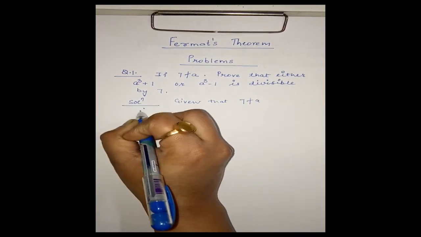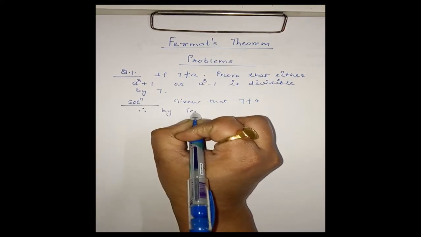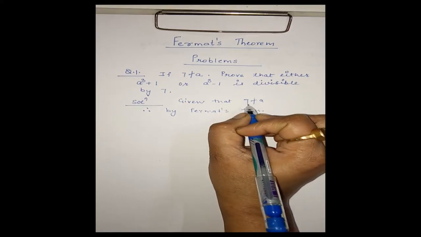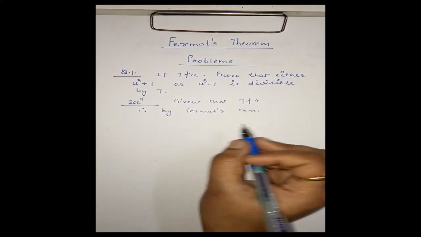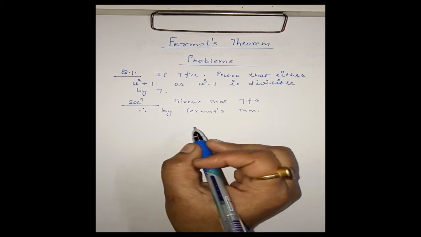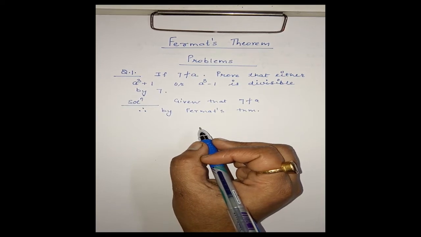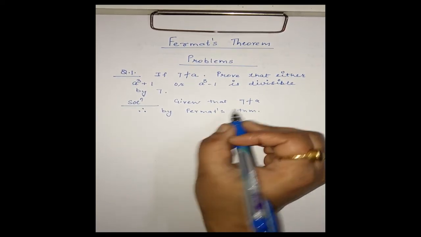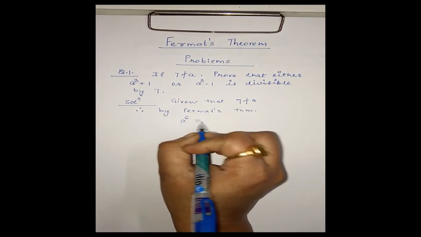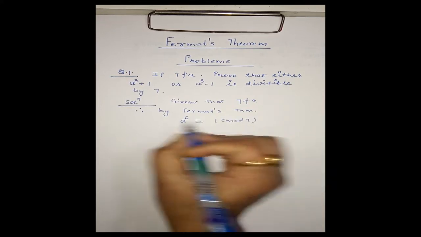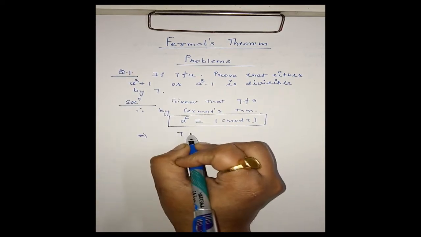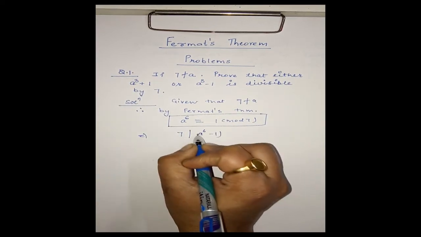Therefore, by Fermat's theorem, 7 is a prime and 7 does not divide a. Fermat's theorem says if p is any prime and p does not divide a, then a power p minus 1 is congruent to 1 modulo p. Here p is 7. Therefore, we have a power 6, that is 7 minus 1, is congruent to 1 modulo 7. This is by Fermat's theorem. This will imply, by definition of congruences, 7 divides a^6 minus 1.